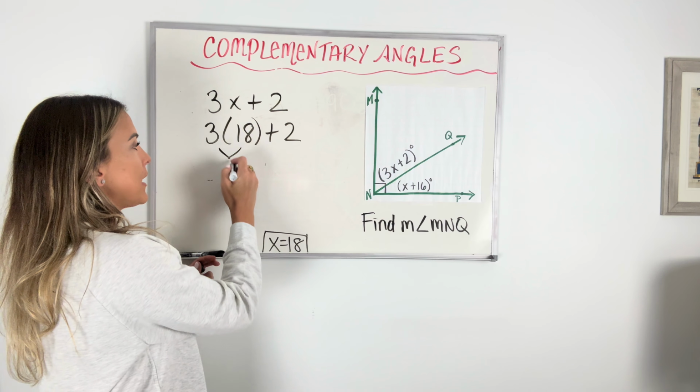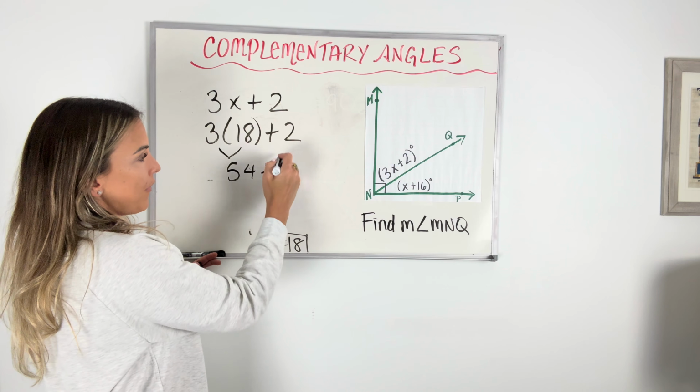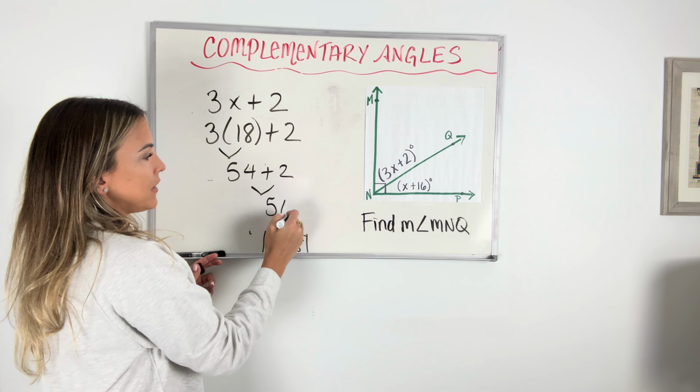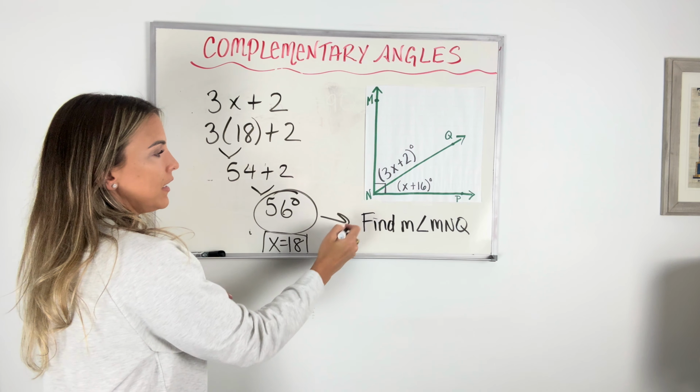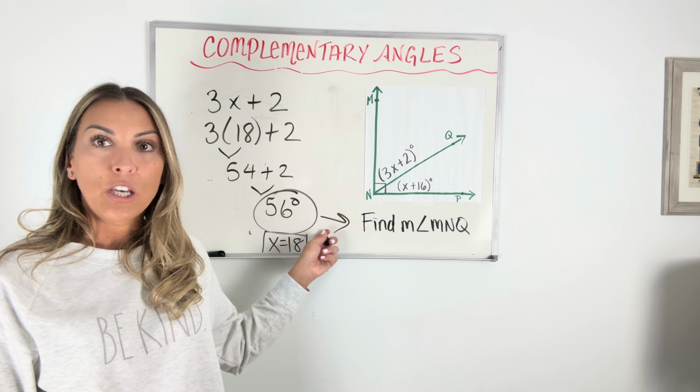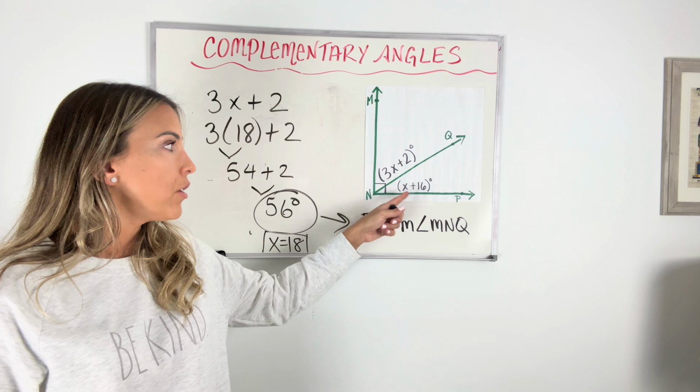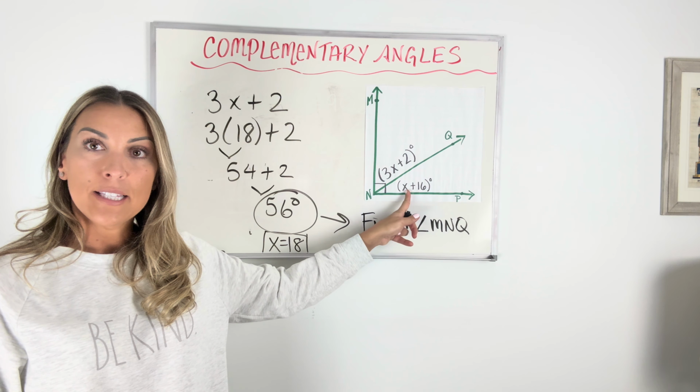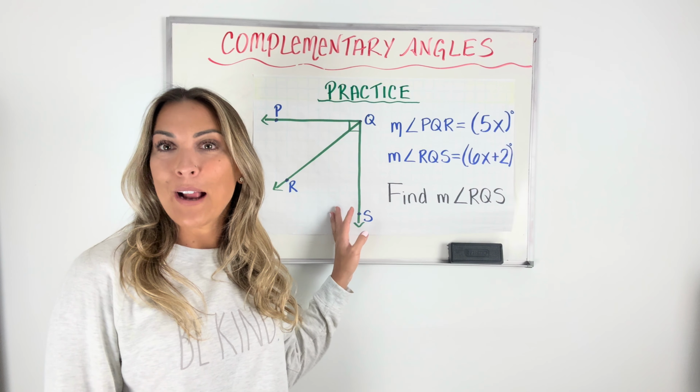So I have 3 times 18, that's 54. I still have that plus 2, so that's 56. So 56 degrees is the value of MNQ. If they had asked me for the other angle, I would have just substituted the 18 into here instead. All right, here's a practice problem for you guys.